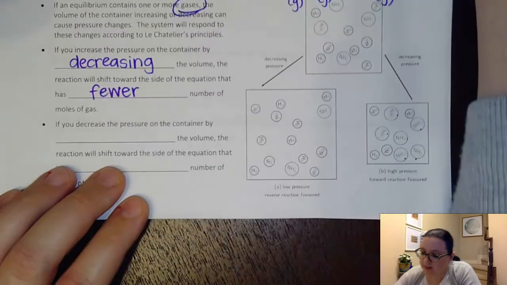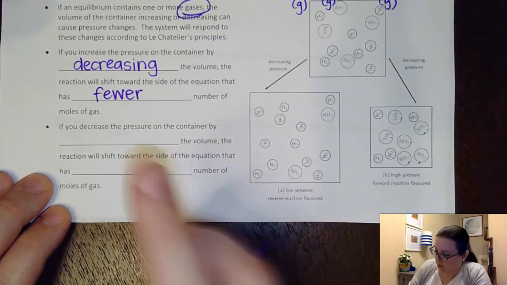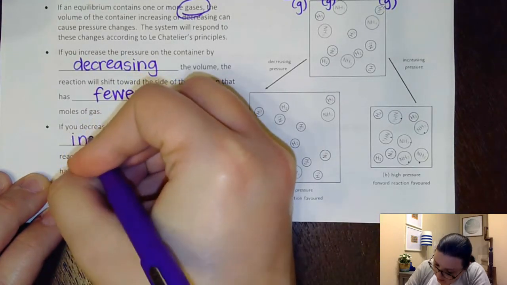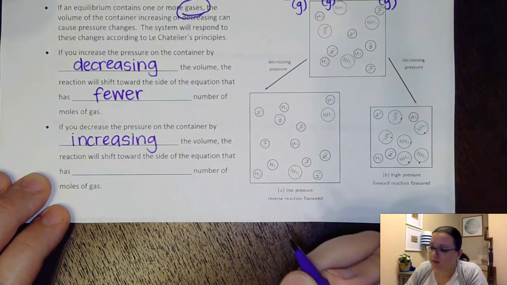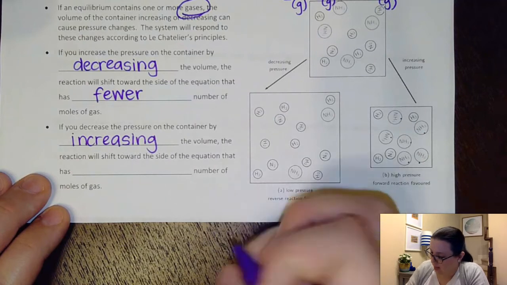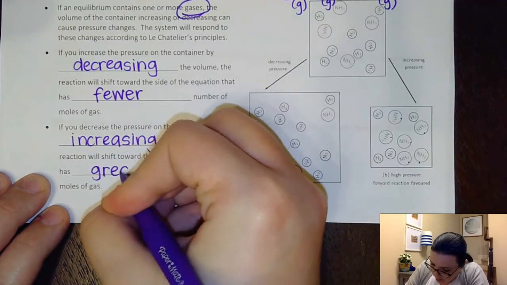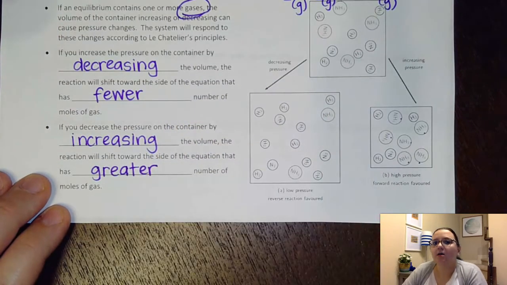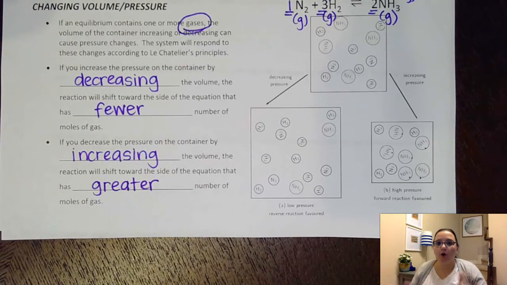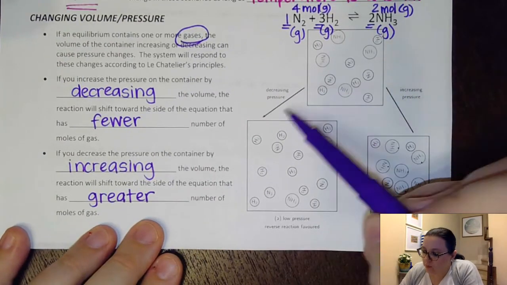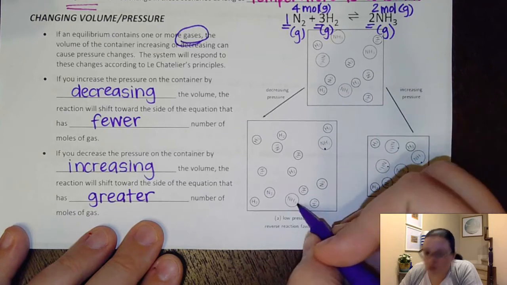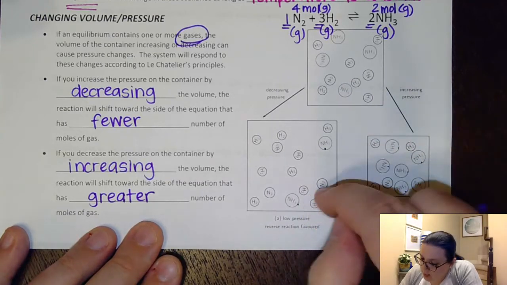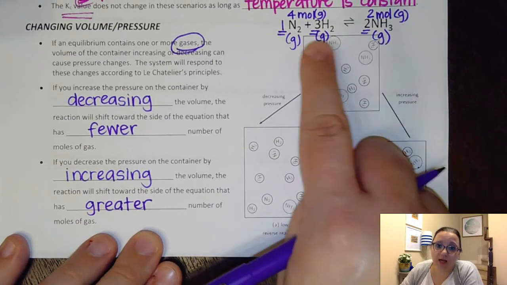On the flip side, it says if I decrease the pressure on the container, and I would do that by increasing the volume, thinking back to Boyle's law, gas laws, the reaction will shift to the side of the equation that has a greater number of moles of gas. So again, if I'm going to have a party where I have a much bigger space, I want more people at my party. In this one where they've decreased pressure, notice how much bigger that volume is. And look how few NH3s are in this container. Almost everything is the N2 and H2. So again, I've shifted to the side that has more moles of gas.